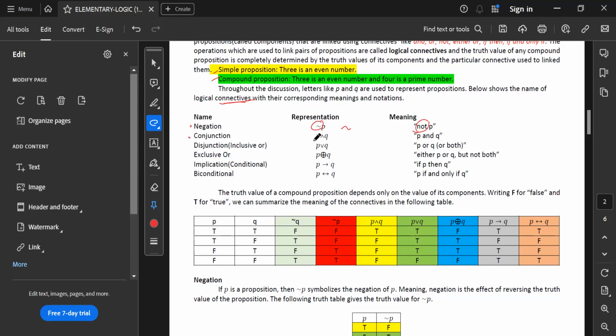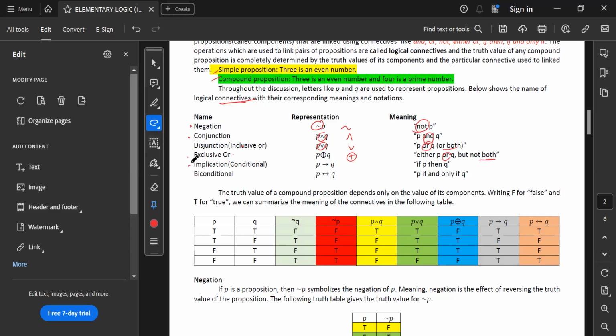The next one is conjunction. This symbol means and. Then, disjunction, or inclusive or. When you say inclusive or, it means both can be true. Then exclusive or, with this symbol showing a cross and a circle. It means either P or Q, either one of the sentences, but not both.